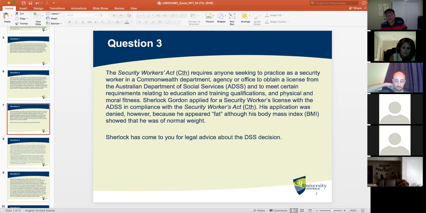What would your advice be? And remember, when asked for legal advice, it has to be a thorough answer for the purpose of the final assessment. You can't just say, apply for judicial review or not apply for judicial review. It has to be thorough.